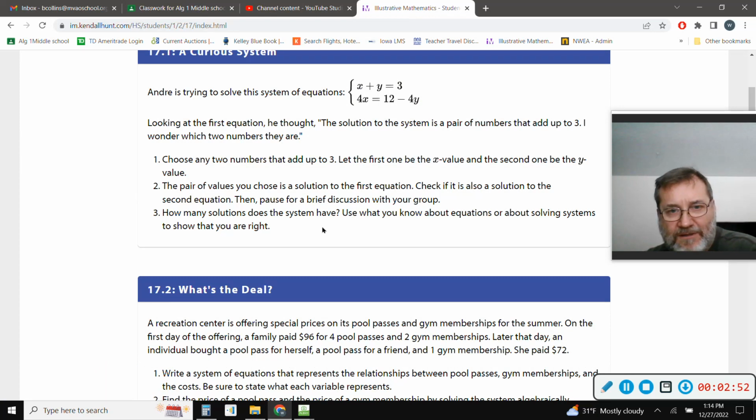How many solutions does the system have? It has an infinite set of solutions because both of these represent the same equation. This is a line, and it goes through (0, 3) right there, and it also goes through (3, 0), which is right there. All right, and so if you go (2, 1), or (1, 2), these are all on the same line.